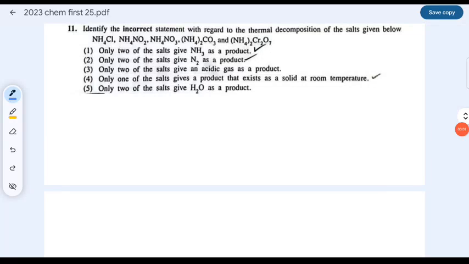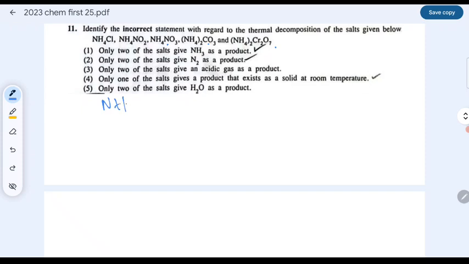11th question. Identify the incorrect statement with regard to the thermal decomposition of the salts given below. So the salts are ammonium chloride, ammonium nitrite, ammonium nitrate, ammonium carbonate and ammonium dichromate. Right. So first let's see the decomposition reactions of these 5 salts.